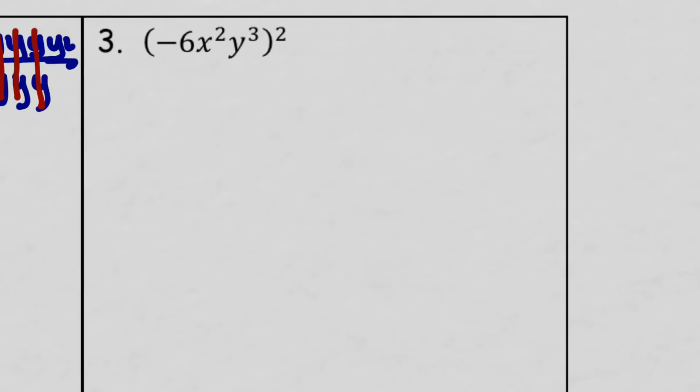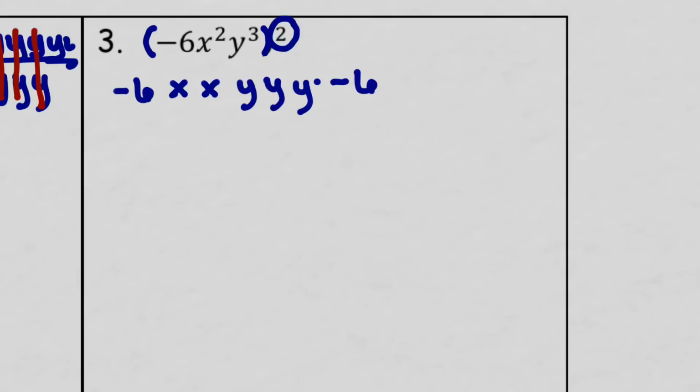Where's my draw? There we go. We have this term, and it's squared. So remember, our rules tell us that you have to square every term in there. And I like to write that out by just knowing that I have 2 copies of this. So I know I've got negative 6, x, x, and y, y, y. But I have 2 copies of that. So I've got another negative 6, x, x, y, y, y.